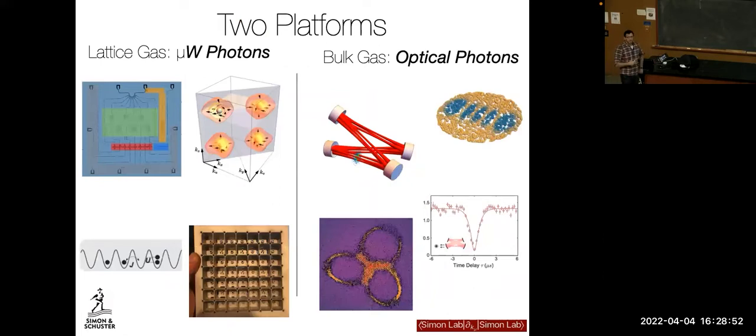So I want to tell you about two platforms. Most of this talk is going to be about lattice gases of microwave photons, okay, where the interactions between the photons are mediated by Josephson junctions. And the dispersion just comes from the way that the cavities are coupled to each other. And the second piece of the talk, time permitting, will be about making materials out of optical photons in optical resonators, where the geometry of the resonator controls the dynamics of the photons. And they're made to interact by having them collide and be absorbed by atoms that go up to the Rydberg state. Okay?